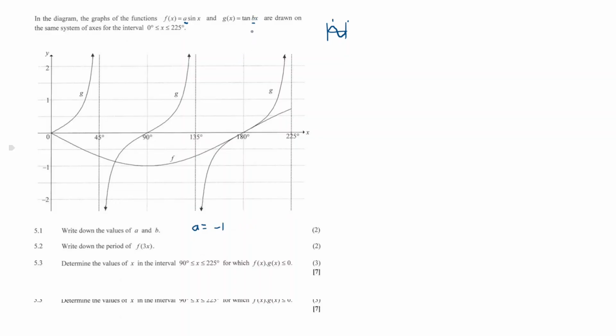And so I'm going to be looking to see, does this tan graph happen more or less often than normal? The first asymptote should have been at 90, but now it's happening at 45, so it's happening twice as often. So B would be 2.